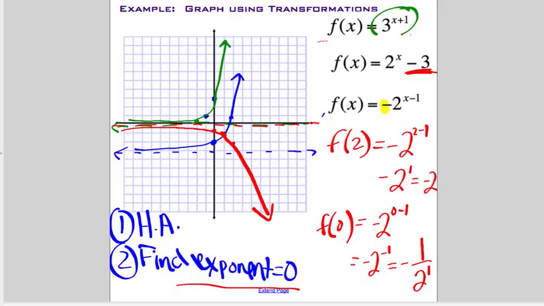So there are some things to think about here, but as you get more practice, really it's just plugging in the 3 points, and it should be simple once you find when the exponent is 0 and the horizontal asymptote. Okay? And the horizontal asymptote is only affected by a shift.